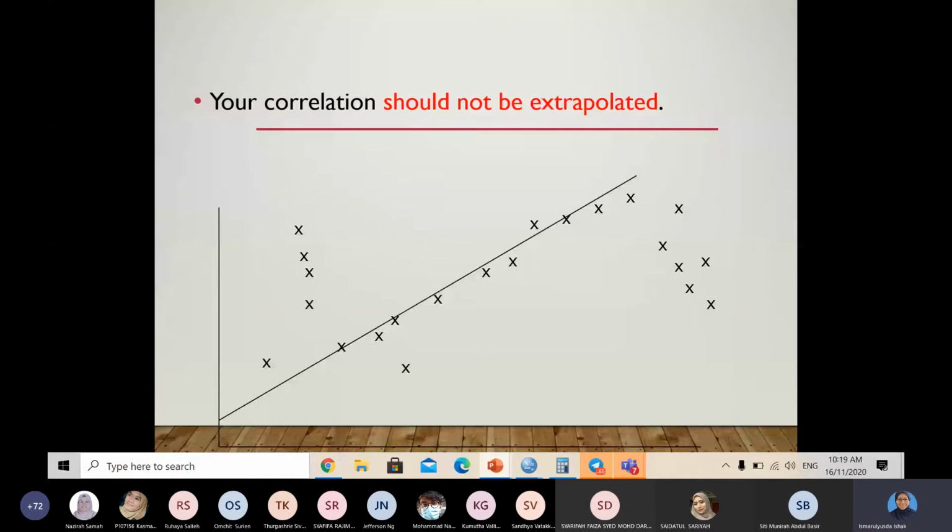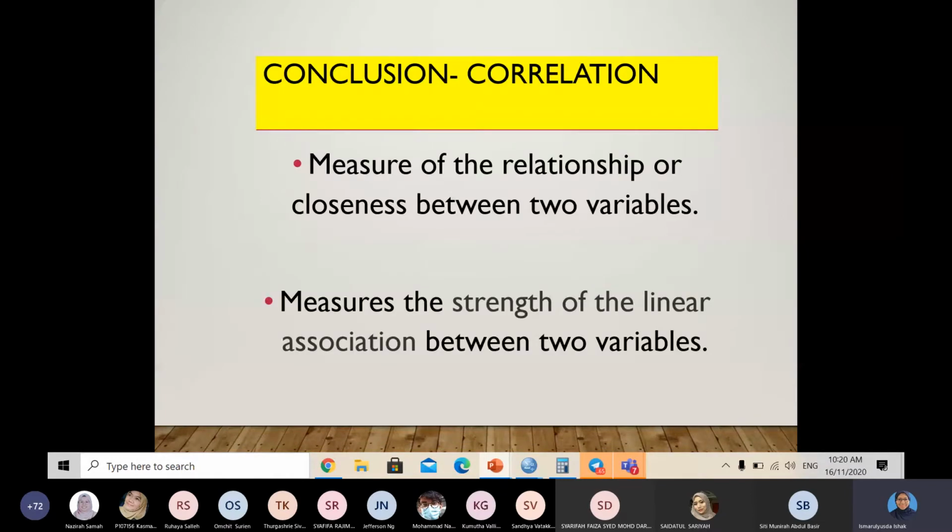And it should not be extrapolated. Okay, here. Wow, very nice. But after you increase, the Y will decrease. And this will increase. So if your data is here, it should not be extrapolated. Okay, so the conclusion: it is a measure of the relationship or closeness between two variables, and it measures the strength of the linear association between two variables. Okay, that's the conclusion for these correlations.